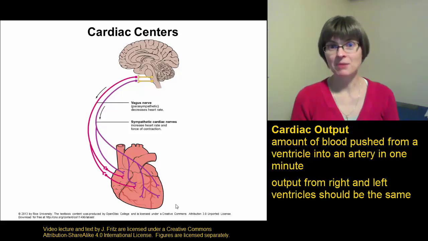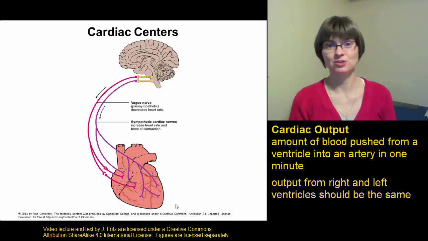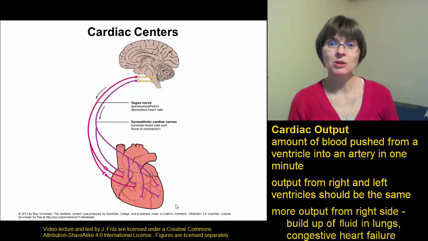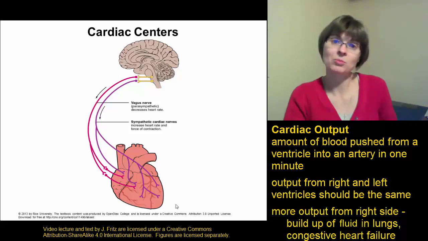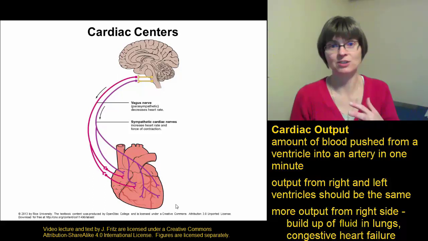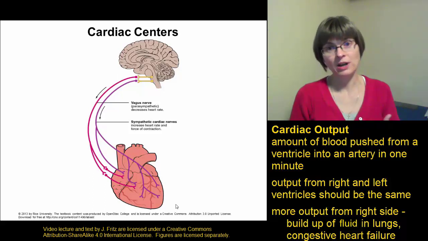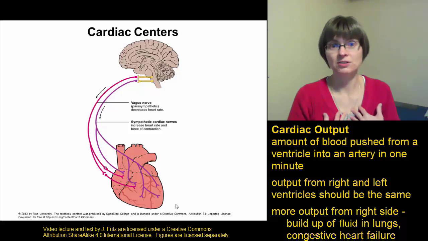Let's imagine what would happen if they weren't the same. Let's say, for example, that the right side of your heart pumped more blood from the right ventricle into the pulmonary circulation than the left side of your heart pushed from the left ventricle into systemic circulation. In this case, you'd end up with a buildup of pressure in pulmonary circulation because you're pushing a lot more blood into pulmonary circulation than comes back out and goes into systemic circulation.